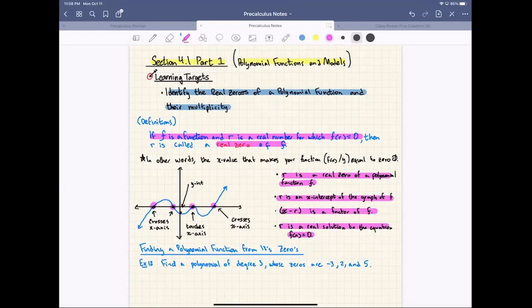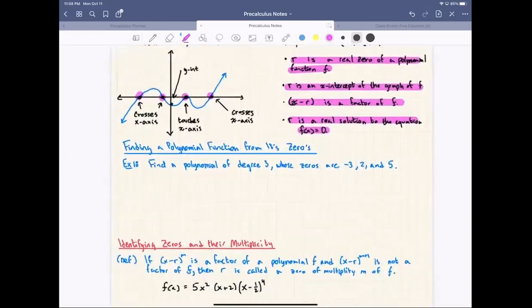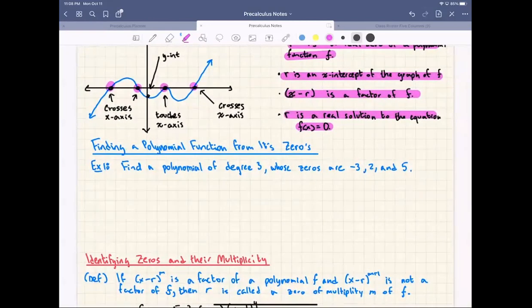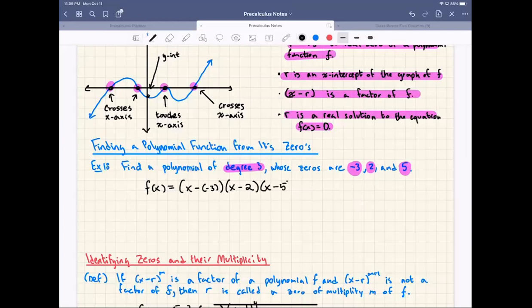All right. So given some information, let's see. It says find the polynomial function from its zeros. Find a polynomial of degree 3. So we went over degrees. That means our highest power of x is going to be 3, whose zeros are -3, 2, and 5. So basically, you're going to do the opposite. So how would you find them? You're going to say that f of x is going to be equal to x minus this number, x minus -3, times x minus that 2, and x minus that 5.